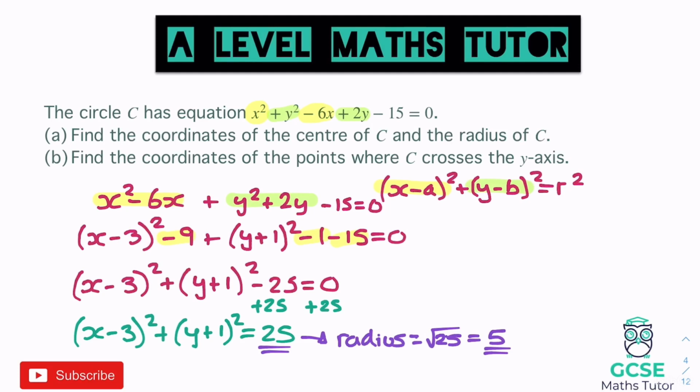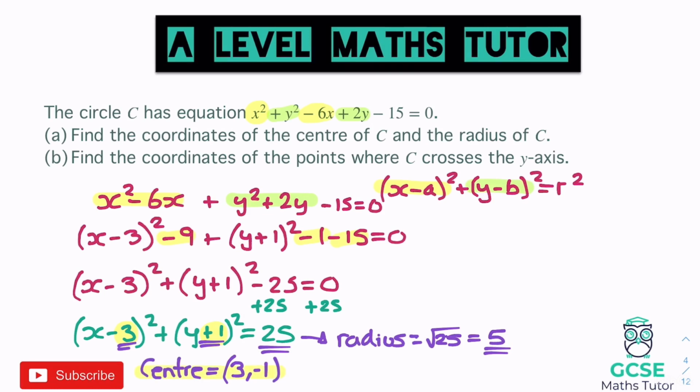Now in terms of getting the coordinates for the centre, we know it's minus a and minus b on these parts here. So a is going to have to be 3, since we've taken away 3. On this one we need to be a little bit more careful because we've got a plus 1 there, so we must have taken away negative 1 in order for it to turn into positive 1. And there we go, that's our radius and our centre taken from that equation.